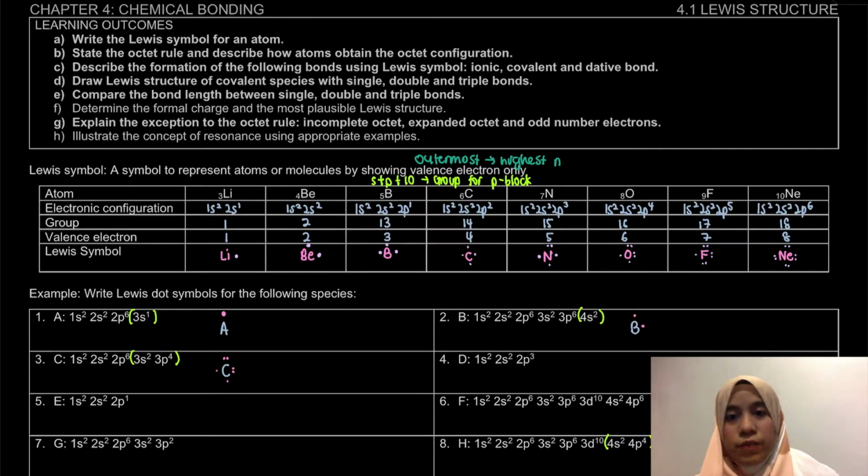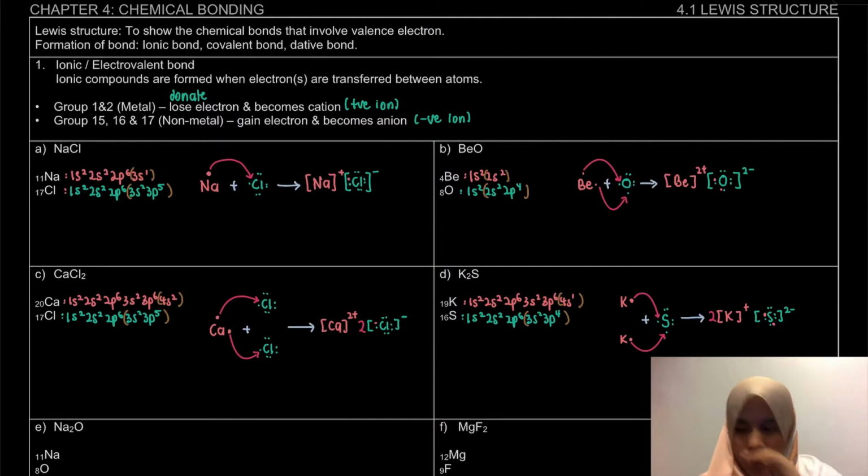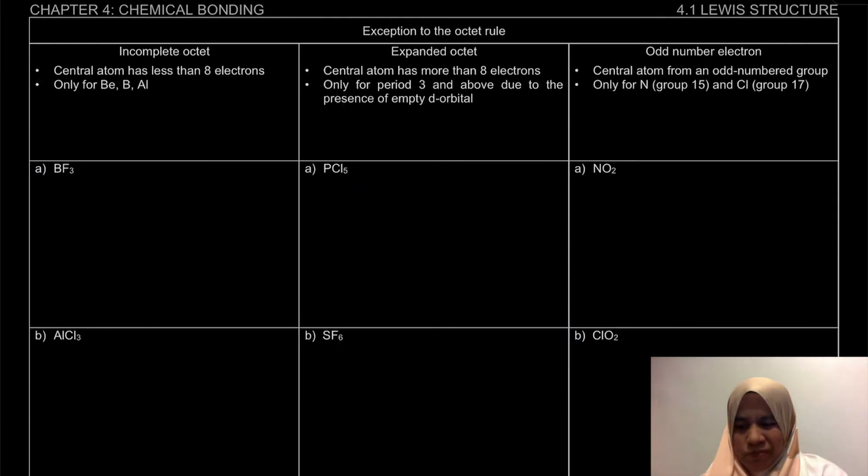So in this video, what we're going to learn is to explain the exceptions to the octet rule: incomplete octet, expanded octet and odd number of electrons. Previously, if we talk about exceptions to the octet, we only know about hydrogen, where the maximum number of electrons is 2, so a duplet. But this time around, we're going to look at 3 exceptions for the case of our Lewis structure itself. So in your notes, it will be on page 6.